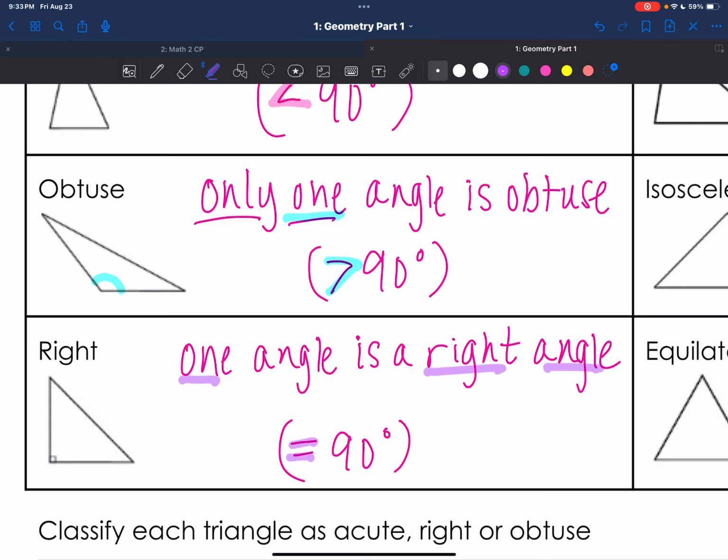Do not assume, but if you were to zoom in, you see a little square here, and that little square in the corner is the notation for a right angle. And when you see a right angle, the whole triangle is called a right triangle.